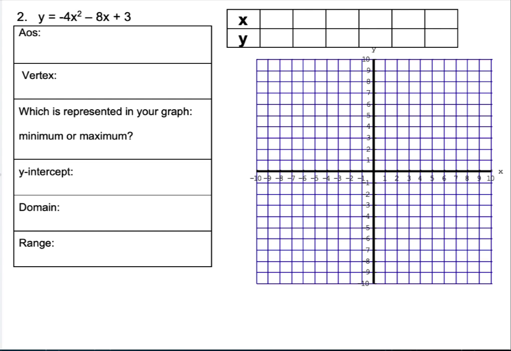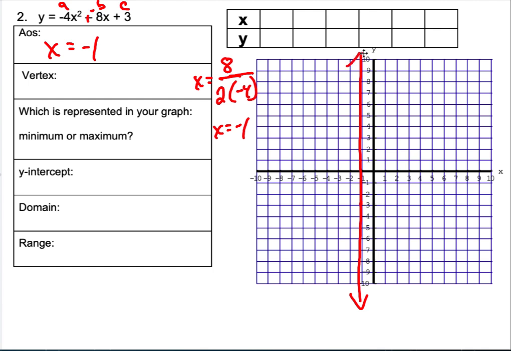All right, so let's do another one together. So again, sometimes it's helpful to label your A, B, and C. So my A is negative 4, my B is negative 8, and my C value is 3. So my axis of symmetry is my x. So x is equal to the opposite of B, that's positive 8, over 2 times A, which is negative 4. That gives me 8 over negative 8, so x is equal to negative 1. Okay? So that's my axis of symmetry, x equals negative 1.